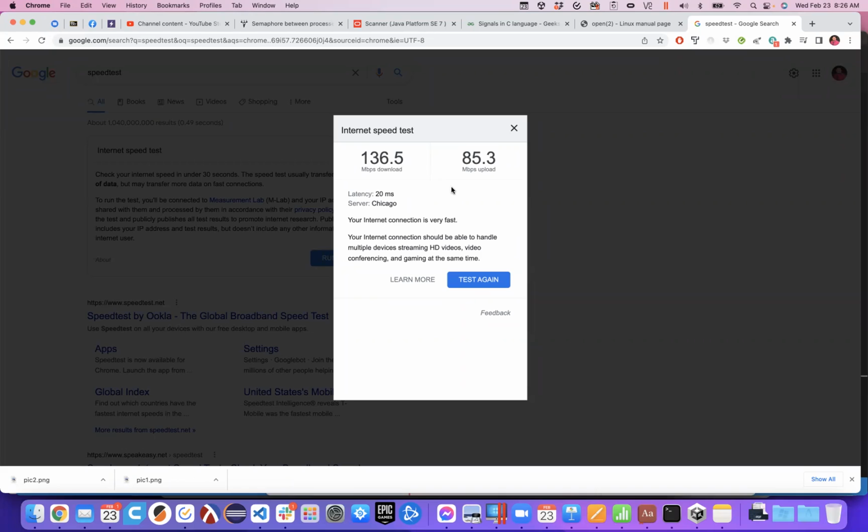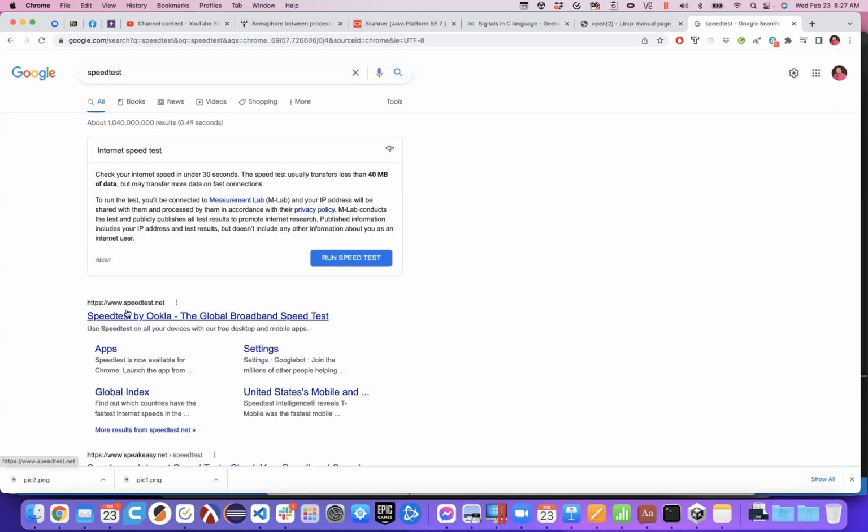It tries to give me an idea of what very fast means. From a normal consumer perspective, we would call this good internet, but not necessarily amazing internet. So when they say very fast, they're really telling me what my internet can handle: multiple devices, streaming high definition videos, video conferencing, and gaming, again, at the same time. So we talked about why we need fast internet connections. We want them so that we can do many different internet-based applications at the same time.